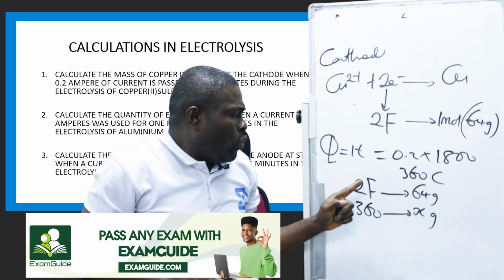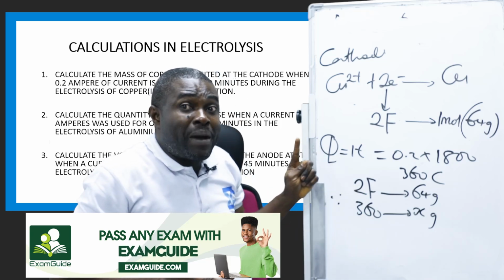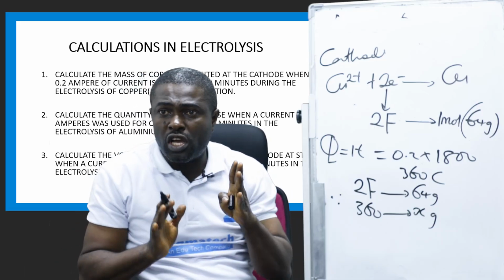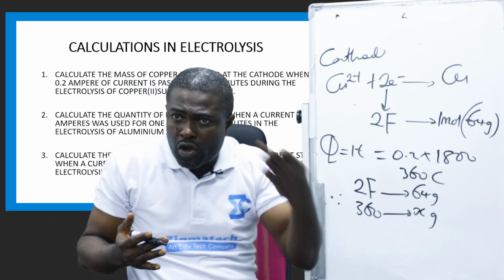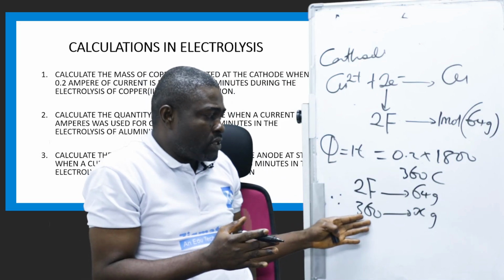Now, how did I get 360? You have to calculate the quantity of electricity that passed across if it is not given. This one, it is not given directly. They gave us current and gave us time, so you multiply the two. That is how I got 360.